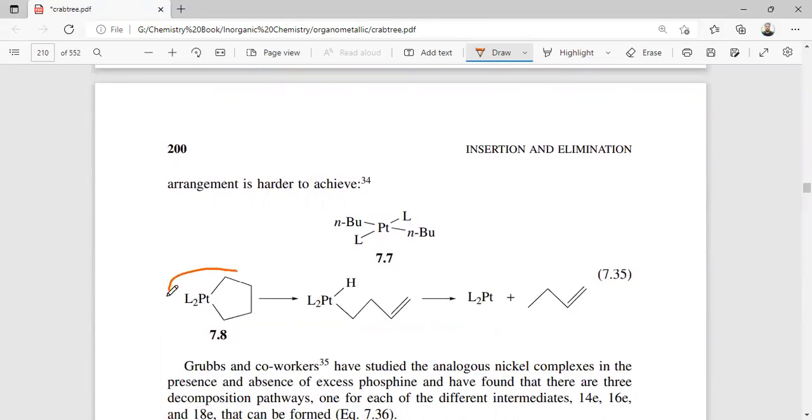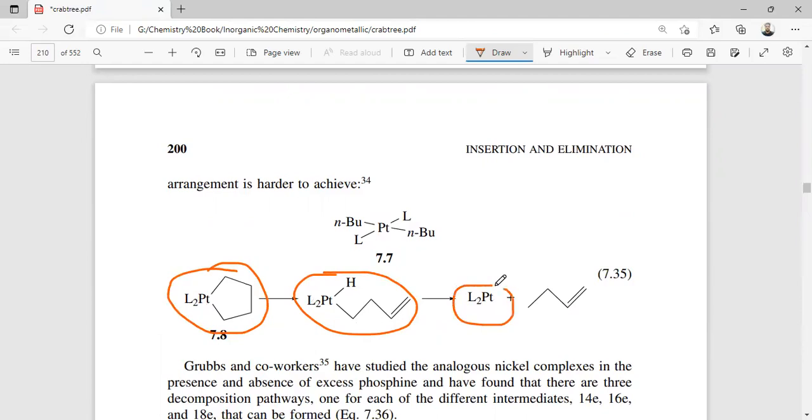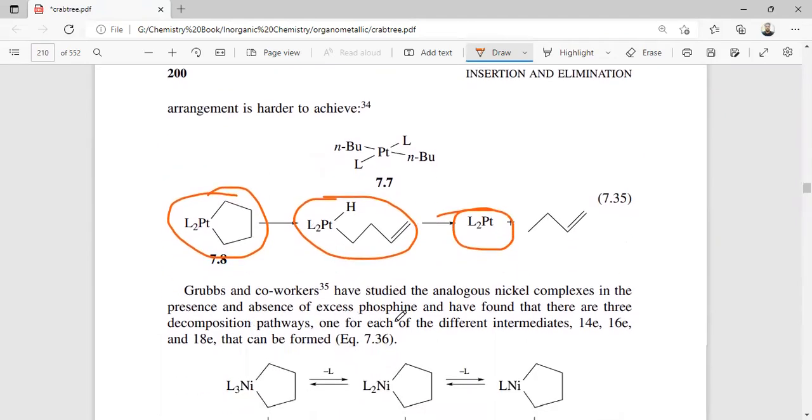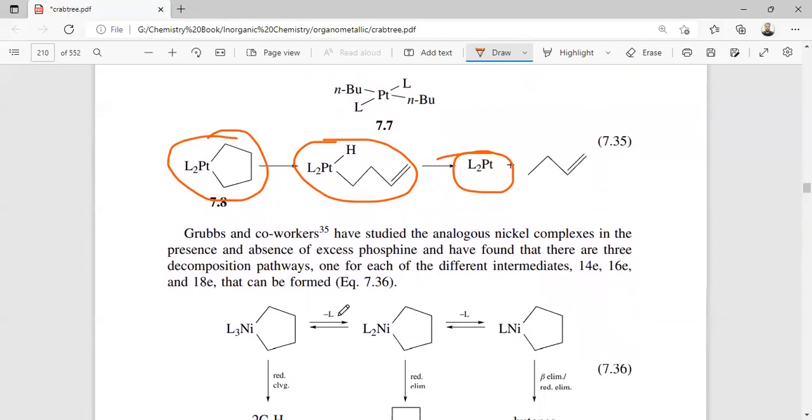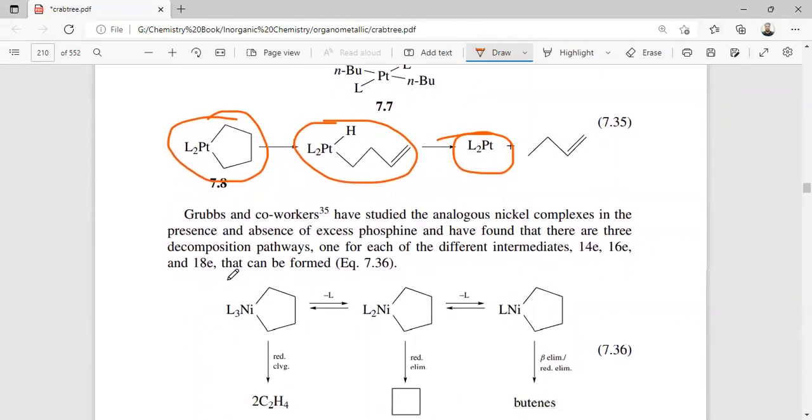Here in this case, beta hydride elimination occurred to form this intermediate. From here, reductive elimination occurred to form this L2Pt type complex. Graves and co-authors have studied the analogous nickel complex in the presence and absence of excess phosphine and have found that there are three decomposition pathways, one for each different intermediate: 14 electron, 16 electron and 18 electron.